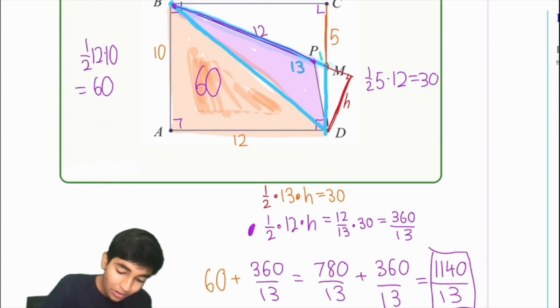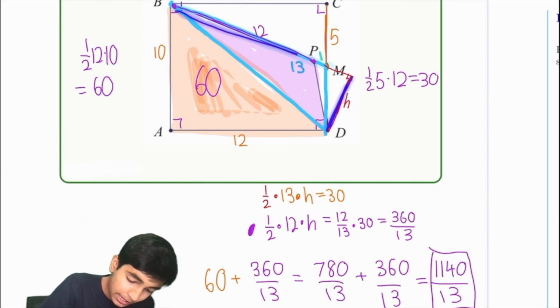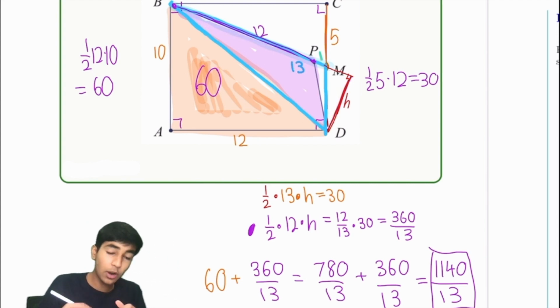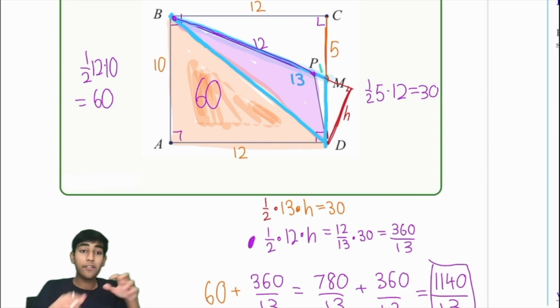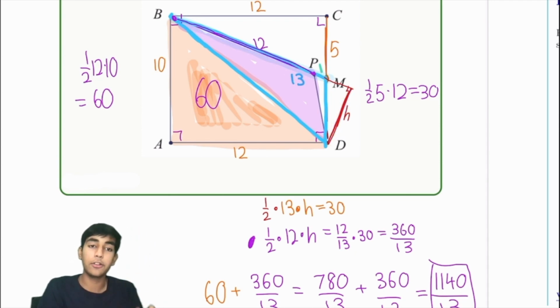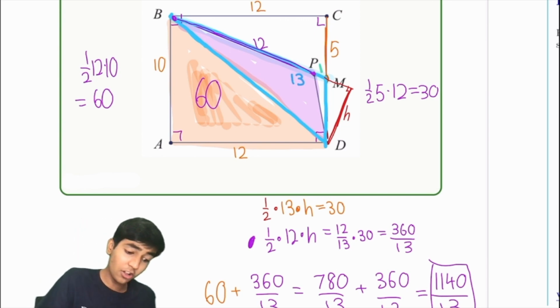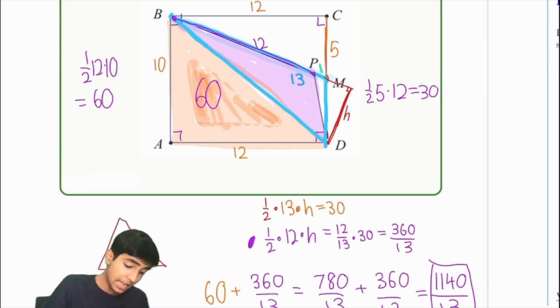Key idea was always be on the lookout for the same height. If we have two triangles that share a common height, which is a very common pattern, you can easily find the ratio of areas by looking at the ratio of the bases. And that is really the main takeaway of this problem. And also, you should look at if they have the same base, and then obviously you can easily find the ratio of the areas as well by just looking at the ratios of heights.